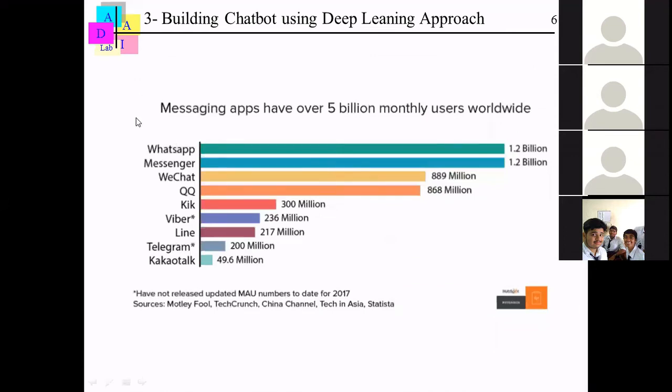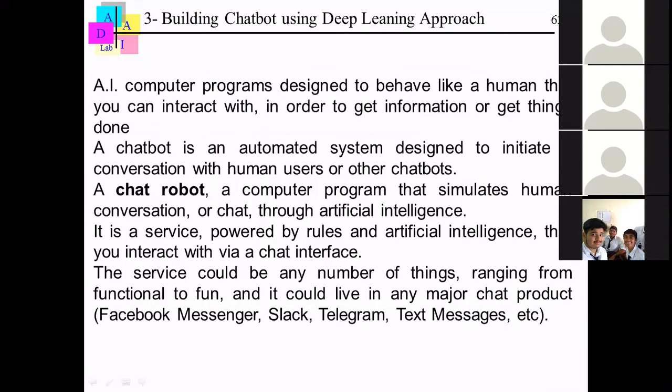Here are statistics about some applications: WhatsApp, Messenger, WeChat. And AI researchers say natural language processing is very important in artificial intelligence. And what is a chatbot? A chatbot is an automated system designed to initiate a conversation with a human user or another chatbot.